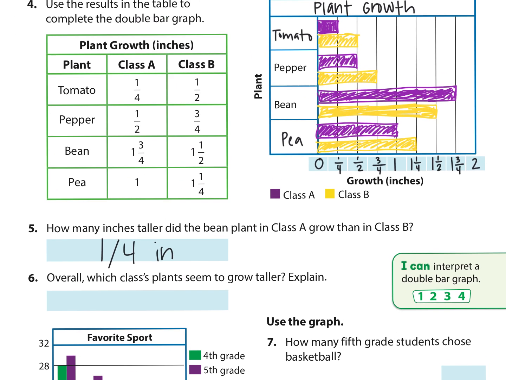Overall, which class plants seem to grow taller? Be confident. Yeah, B. Why? Because A is less consistent in its numbers. But overall, look at my yellow section. It goes further, right? It grew more here, it grew more here, and it grew more here. So 3 of the 4 plants were taller in Class B.